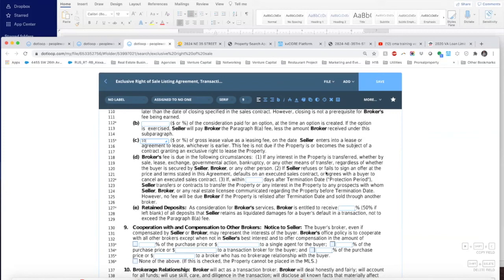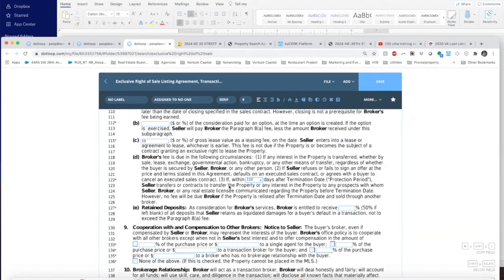If seller refuses or fails to sign an offer at the price and terms stated in this agreement, defaults on an executed sales contract, or agrees with the buyer to cancel an executed sales contract, and then there is a protection period. Usually I put 120 days after the termination date, if seller transfers or contracts to transfer the property or any interest in the property to any prospects with whom seller, broker, or any real estate licensee communicated regarding the property before termination date.